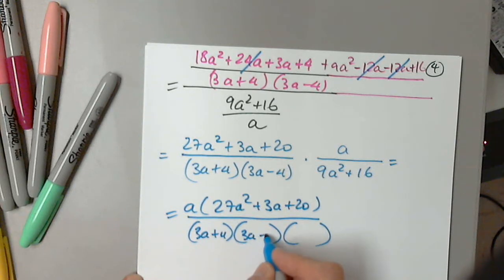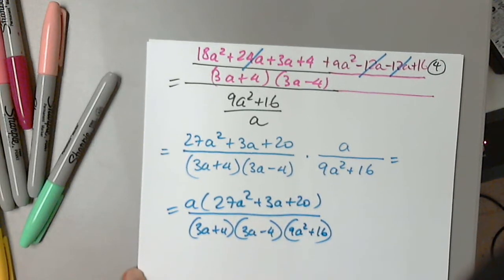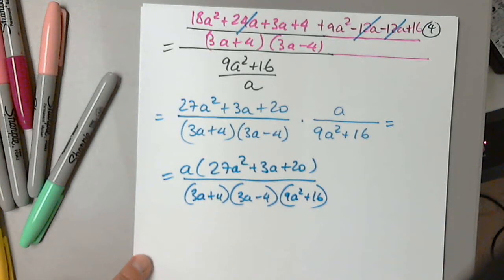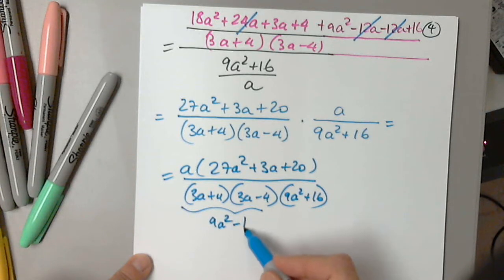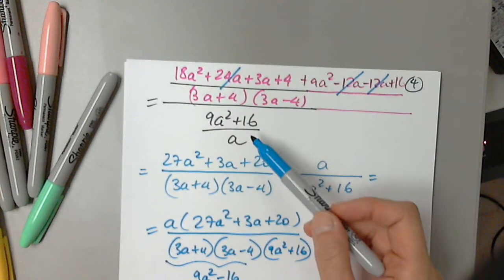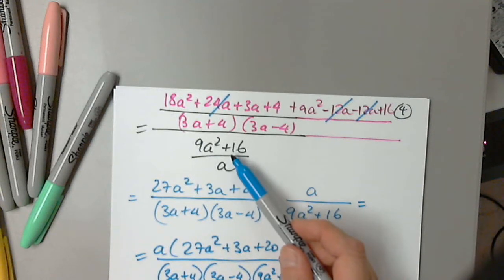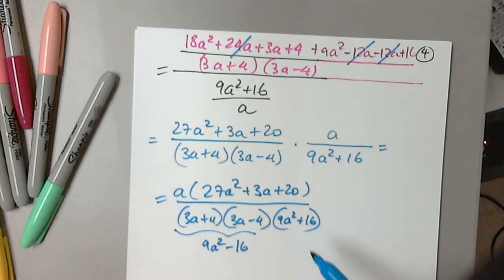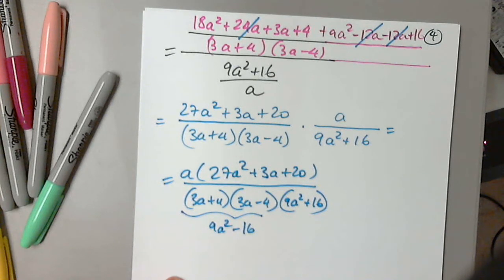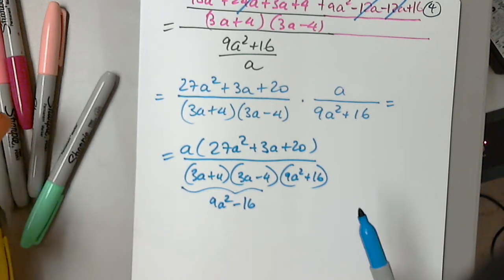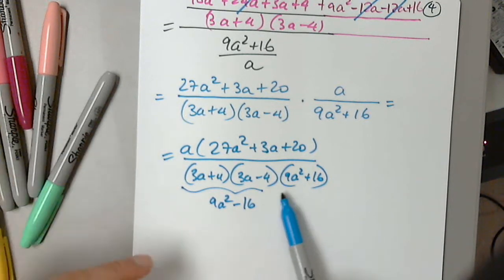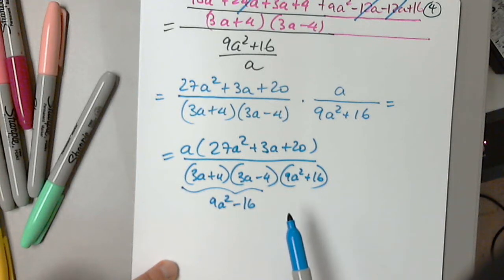3a plus 4, 3a minus 4, 9a squared plus 16. Can you simplify 9a squared plus 16? No. We only simplify factors. We can't simplify anything in terms. So I don't know if they presented the answer like that or they multiplied these, which we normally don't do. We don't do that. So I don't recommend doing anything else here.